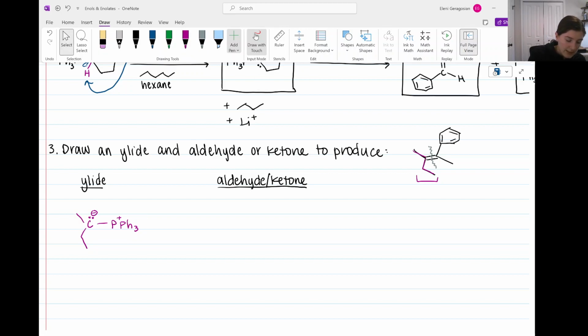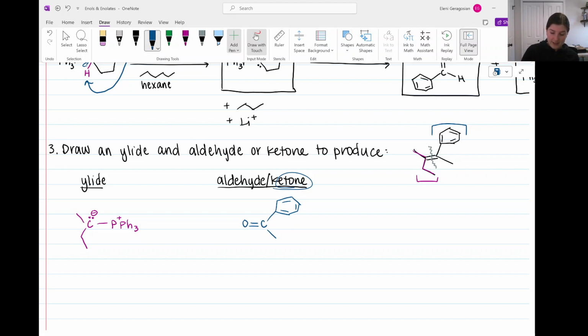Now let's say the right side of that pi bond was the aldehyde or ketone. That means that the carbon that's part of that double bond must have been bonded to the oxygen in the aldehyde or ketone, and then that carbon is bonded to the phenyl ring and the methyl group. So we have our ylide and we have the aldehyde or ketone. In this case, it's a ketone. Now, this is one way to produce this product.